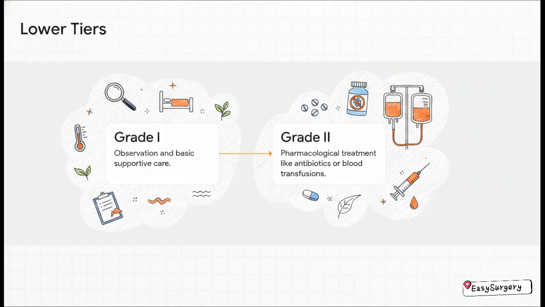Down at the lower tiers, Grade I basically just means observation and basic supportive care. No heavy-hitting drugs here. But the second we step up to Grade 2, we are firmly in the realm of pharmacological treatments. We're talking things you'll prescribe all the time on the wards, antibiotics, TPN, and yes, even blood transfusions. If you're prescribing meds beyond just routine prophylaxis to manage an issue, you've pretty much entered Grade 2 territory.